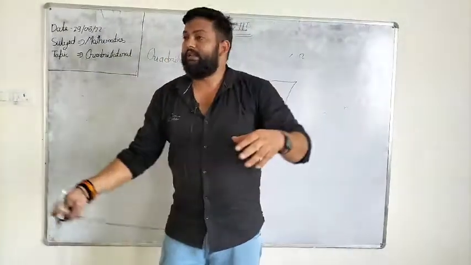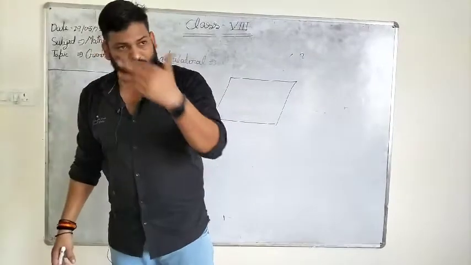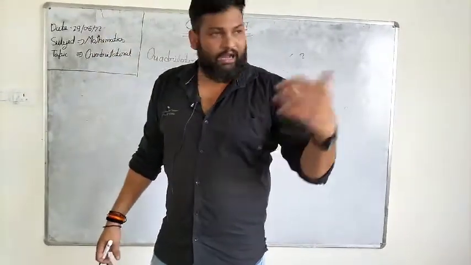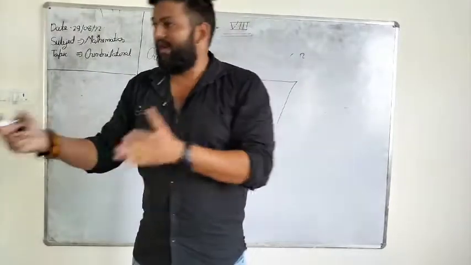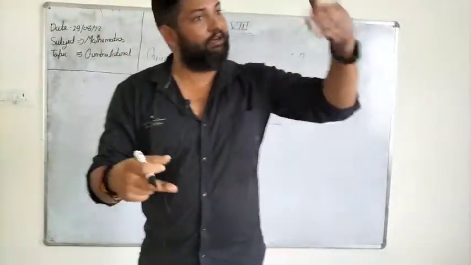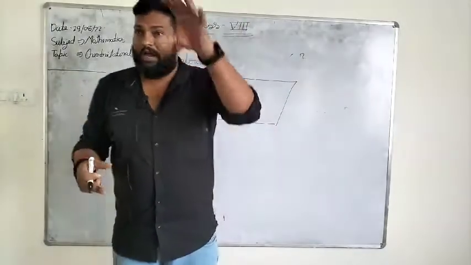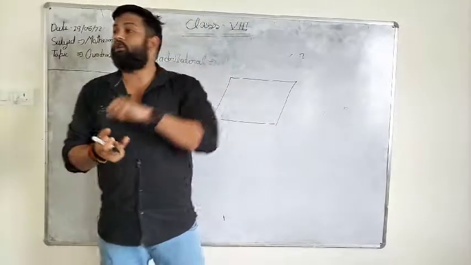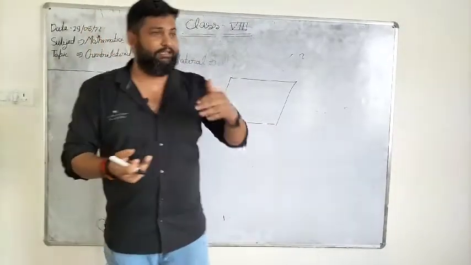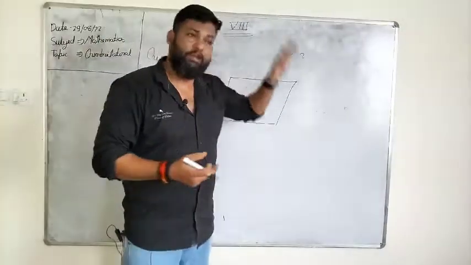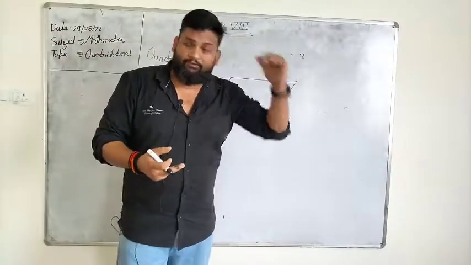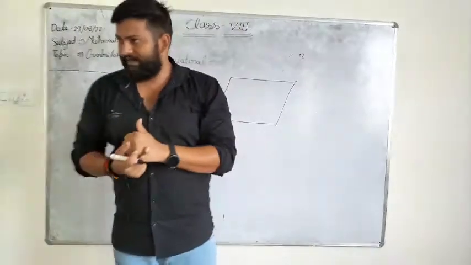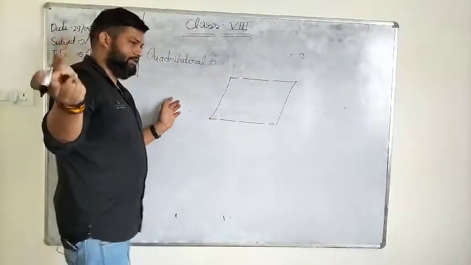So it means square and rectangle, rhombus and other types, parallelogram. These are the types of quadrilateral. Now I am discussing here the properties of quadrilateral. I am not discussing any type of quadrilateral, just the properties of the quadrilateral in general. So these are the topics.